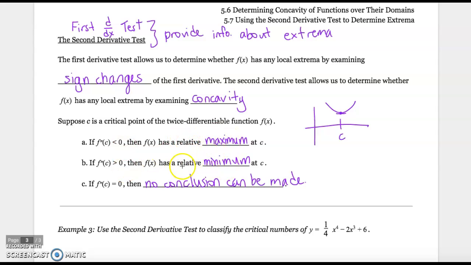It either has a relative max or a relative min. However, if you find that your first derivative is 0, which means there's a critical point, and your second derivative is 0, you have to go try something else. Nothing can be confirmed from this last part.